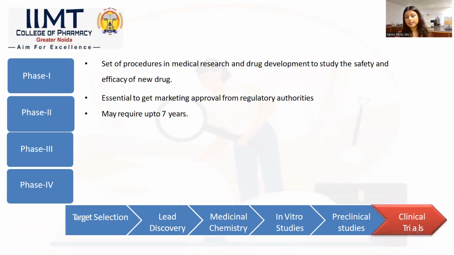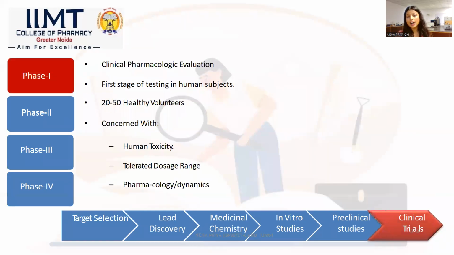Then the last one is clinical trials. Clinical trials comprise 4 phases: phase 1, phase 2, phase 3, and phase 4. Basically, in phase 1, we just get to know about the safety and efficacy of a new drug. It may require up to 7 years to assess this phase alone. After that, we evaluate human toxicity, moving on with the tolerated dose range, and then pharmacokinetics and pharmacodynamics studies.